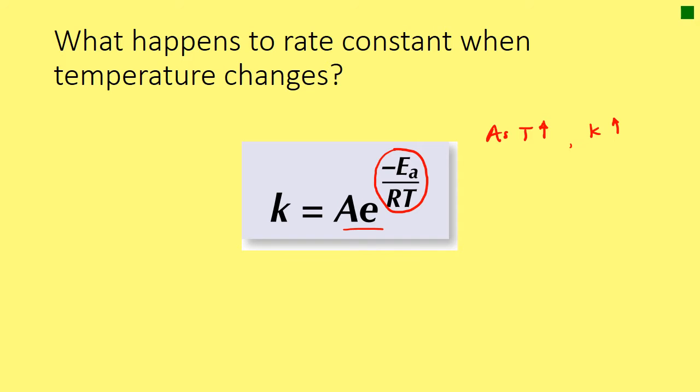And the corollary of that is that as the temperature decreases, if T is getting smaller, then the exponent is getting bigger and becomes more negative, in which case the right hand side is getting smaller, and so k would decrease, and therefore rate would decrease, all else being equal. So that's mathematically, quantitatively, what happens to the rate constant when temperature changes.